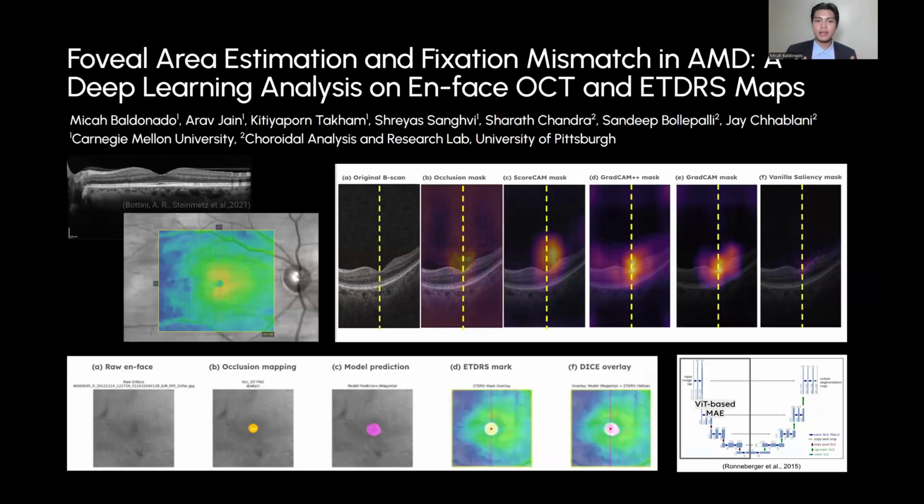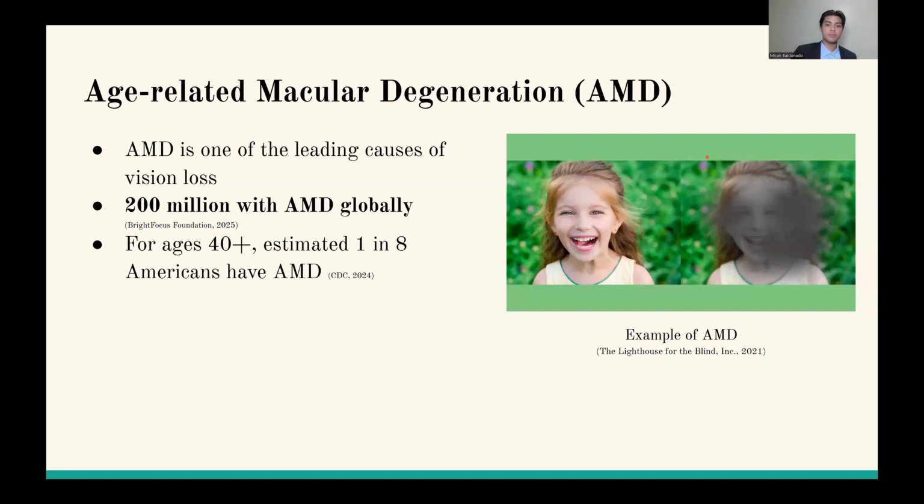Hi, my name is Micah, and working with Arav, Kitty, and Shreyas, we are a team of 4 CMU BME master students working in collaboration with the Colloidal Analysis and Research Lab, or CAR Lab, from the University of Pittsburgh. It is this collaboration that enables our research to be possible.